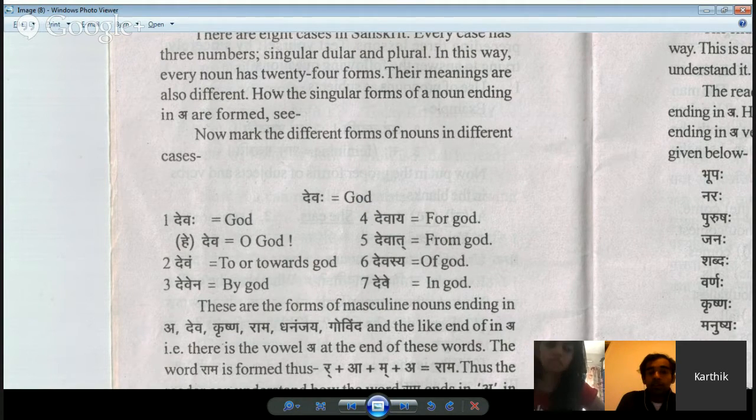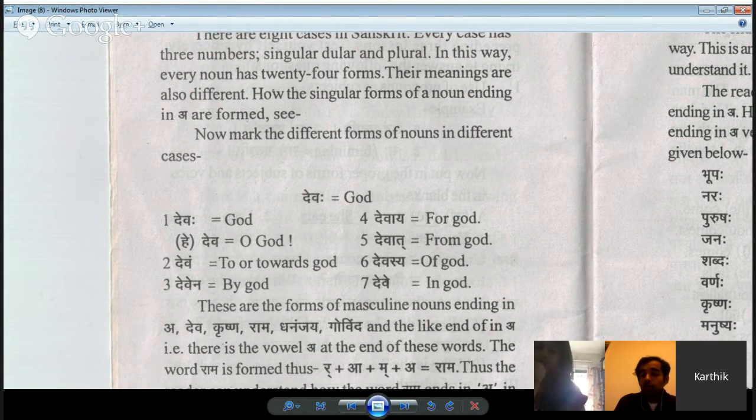So for Prathama, there are 2 varieties here. Devaha. This is all singular, by the way. We are not going to plural for now. Devaha, that is the Prathama. Deva is the Sambodhana Prathama. Then we have the second, that is Dvitiya Vibhakti. It will be Devam. Devam, you will say when the object is a direct object of the verb.